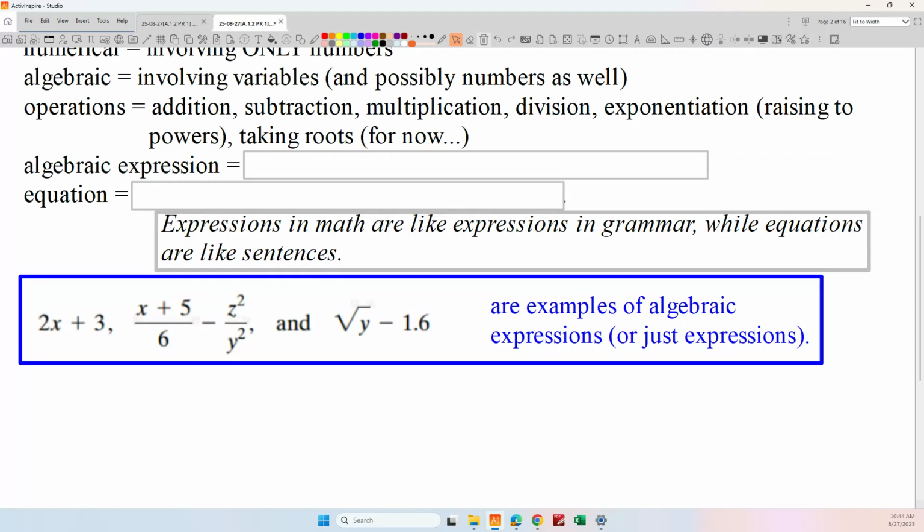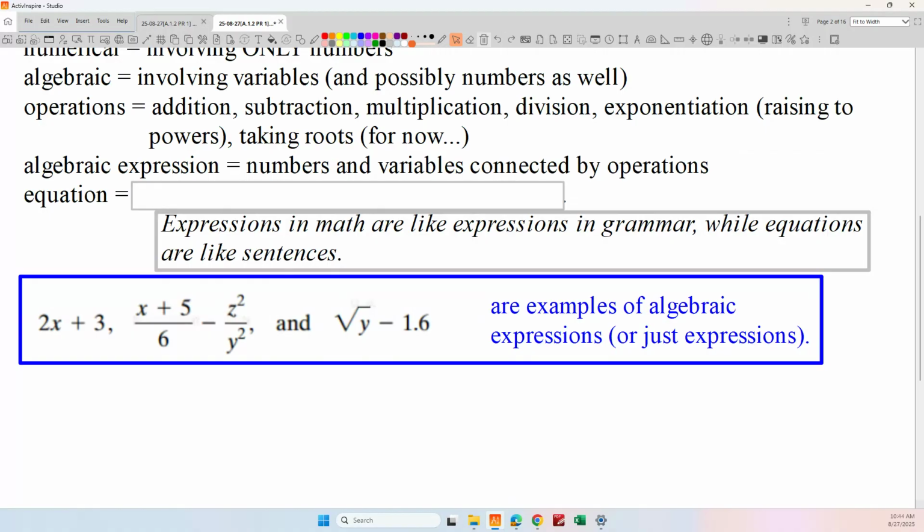Equations have equal signs. So an equation might look like this: there's an equal sign, some stuff on the left side of the equation and some stuff on the right side. The things on the left and the right side are less than equations. They're just parts of equations. Those are what we call expressions. Expressions in math are just smaller things than equations. They're just combinations of numbers and variables that are connected by operations. That's it. And an equation is just an equal sign that separates two expressions. Here are examples of expressions in math. They involve variables and numbers and operations, division, exponentiation, roots, etc.